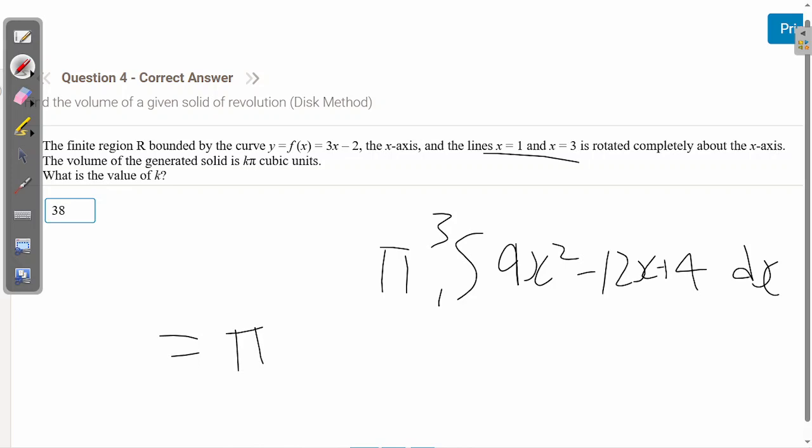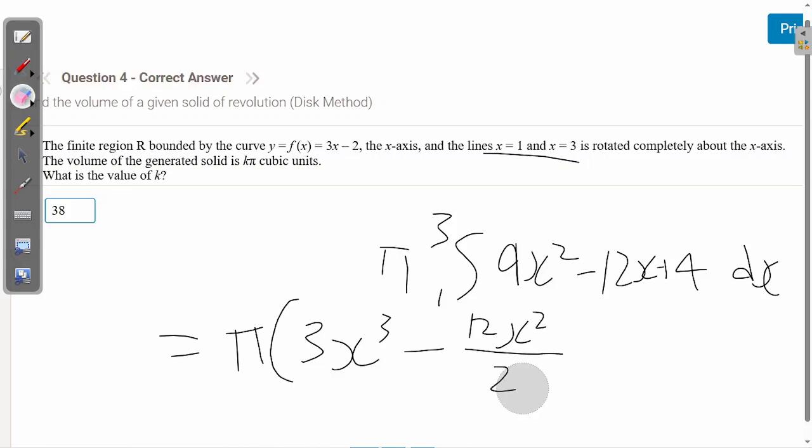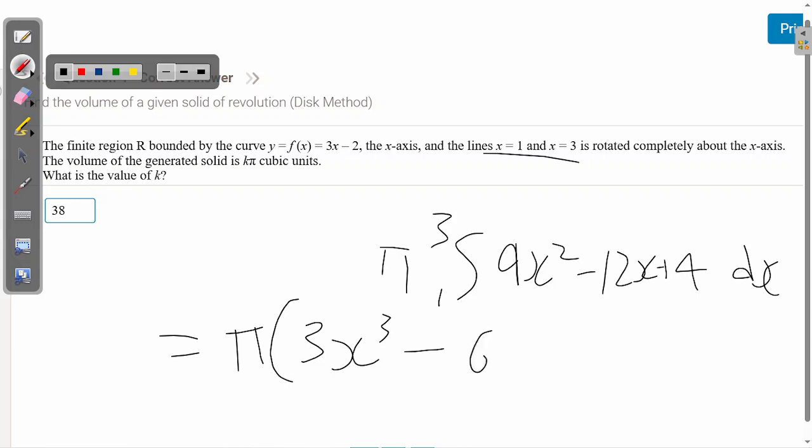Okay, so 9x squared will be 9x cubed over 3, and this will simplify to just 3x cubed, minus 12x squared over 2, which is just going to be 6x squared, plus 4x from 3 to 1. Now we can put this on the calculator. You're going to get 38.